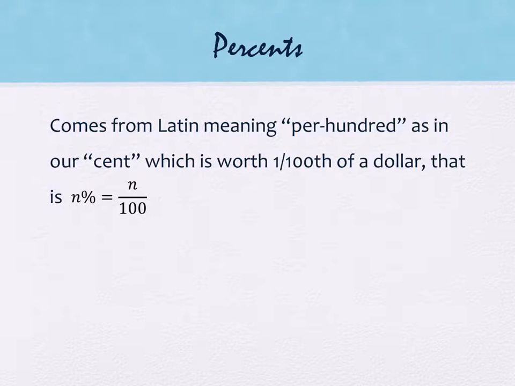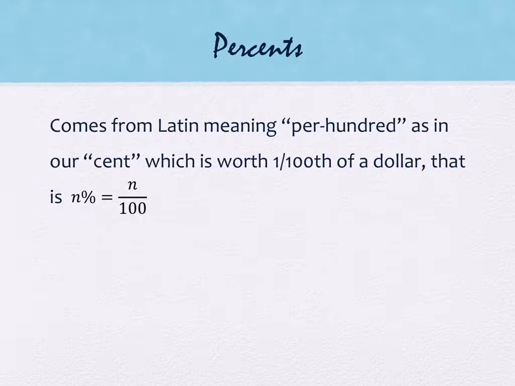The word percent comes from the Latin word meaning per hundred, as in our word cent. Cent in our vocabulary, a penny, a cent, is 1/100th of a dollar. So when we see n%, we mean n per 100. The first thing we're going to work on is converting between percentages and numbers.